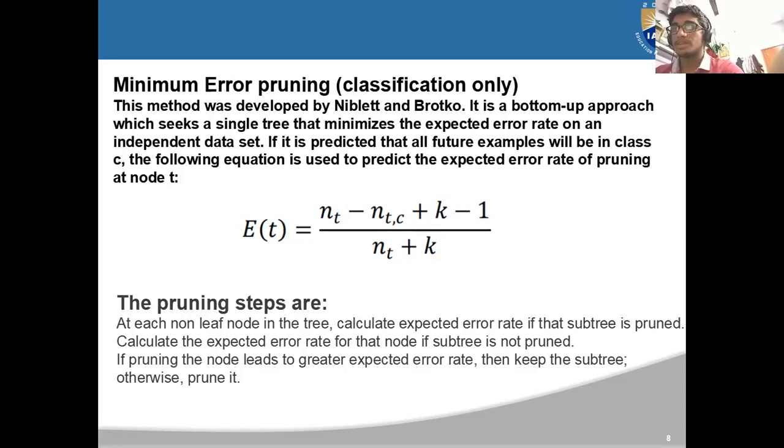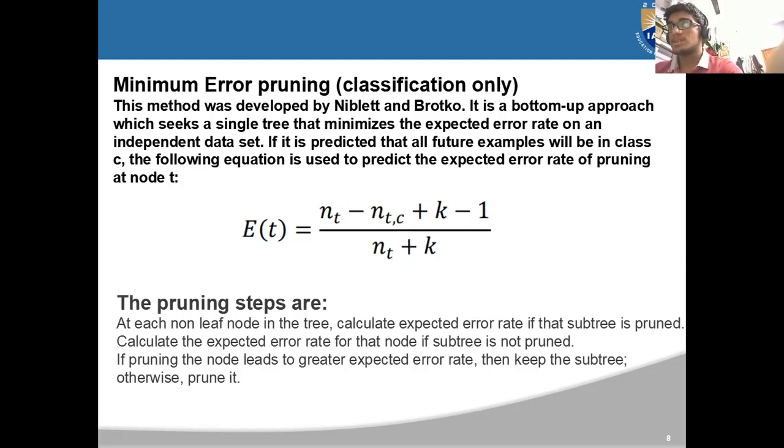Here the pruning steps are: at each non-leaf node in the tree, calculate the expected error rate. Then calculate the expected error rate for that node if the subtree is not pruned. If pruning that node leads to a greater expected error rate, then keep the subtree, otherwise prune it. Minimum error pruning also has an exception.